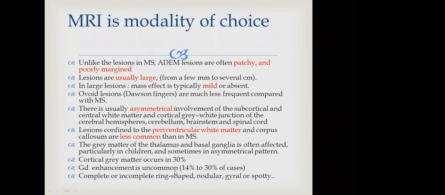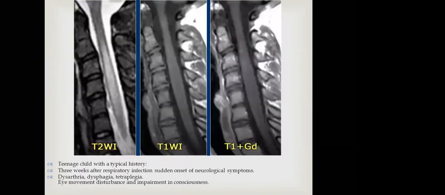Gadolinium enhancement is uncommon, about 30 to 40% of the cases. Complete or incomplete enhancement, nodular or spotty type of enhancement. This is a teenager with a typical history: three weeks after a respiratory infection, sudden onset of neurological symptoms, dysarthria, dysphagia, and tetraplegia, eye movement disturbance, and impairment of consciousness.